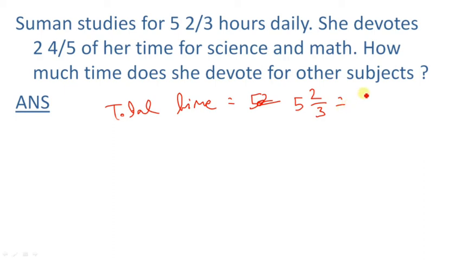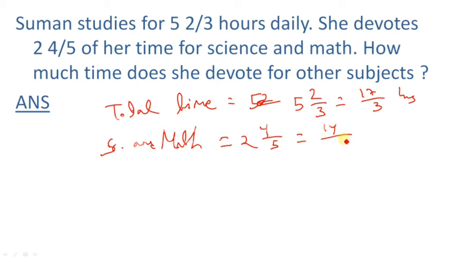It can be expressed as 17 by 3 hours. Now she devotes 2 whole 4 by 5 hours of her time to science and math. What is the time? 2 whole 4 by 5, which can be expressed as 14 by 5. Now look, this example is of that type: suppose two numbers are there, the sum is given and one number is given, so you have to find the other number.